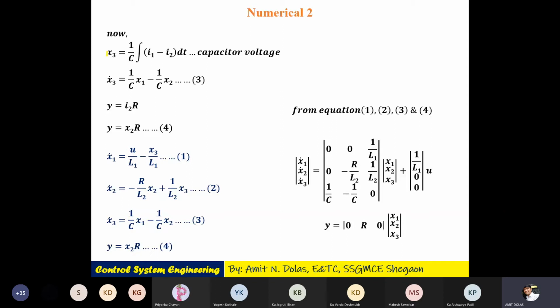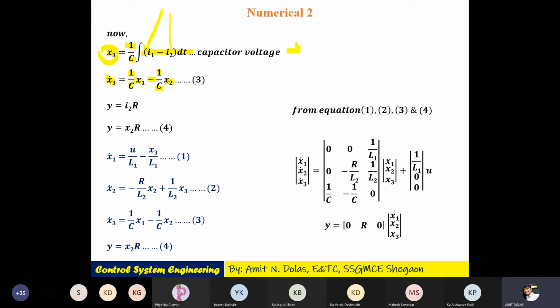So how to do that? We know that x3 is nothing but 1 by C integral of I1 minus I2 dt. And x3 dot is nothing but the derivative of this, so we differentiate this with respect to t. Differentiating that, we get x3 dot equal to 1 by C times I1 minus I2. I1 is nothing but x1 minus 1 by C x2, and I2 is nothing but x2.